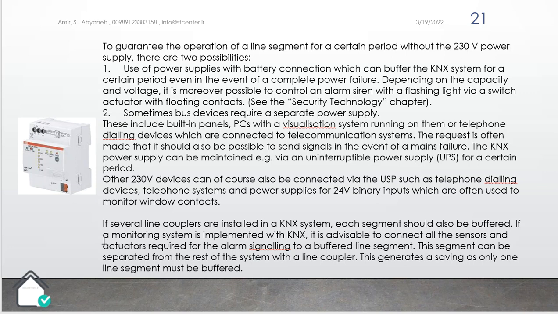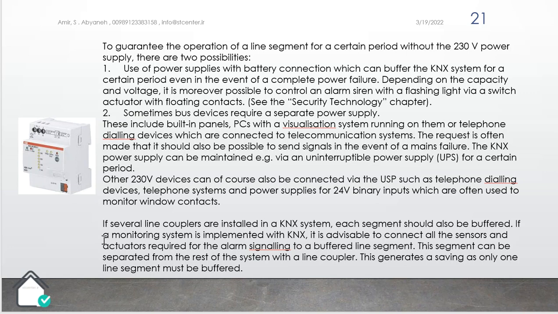If several line couplers are installed in a KNX system, each segment should also be buffered. If a monitoring system is implemented with KNX, it is advisable to connect all the sensors and actuators required for the alarm signaling to a buffered line segment. This segment can be separated from the rest of the system with a line coupler. This guarantees a saving, as only one line segment must be buffered.